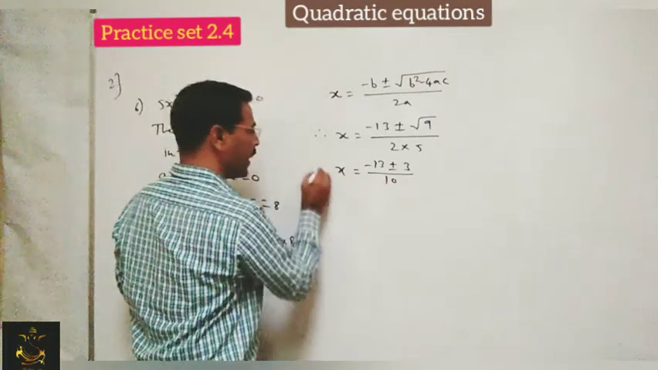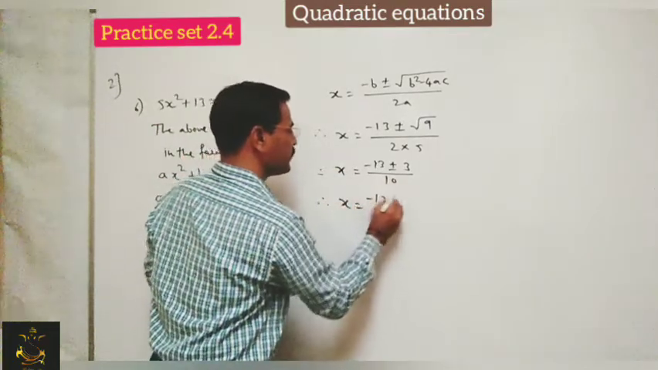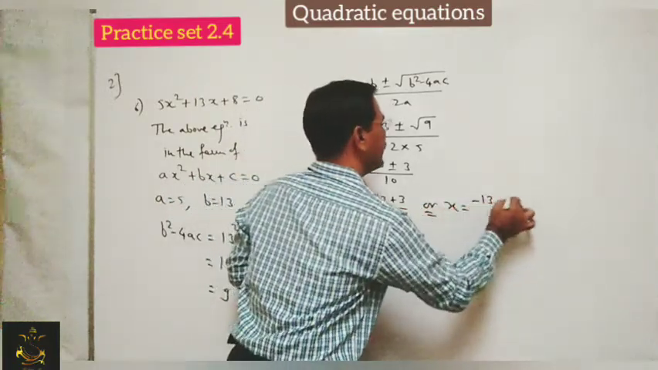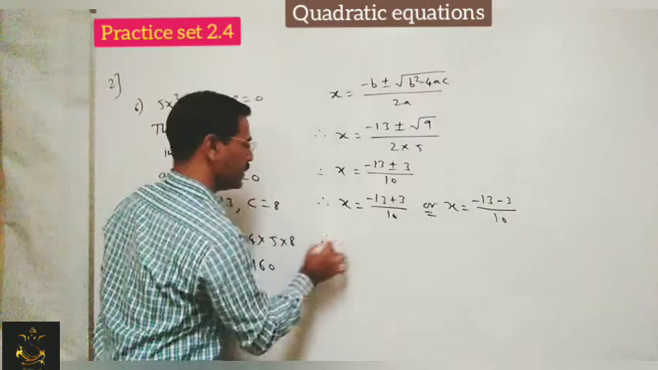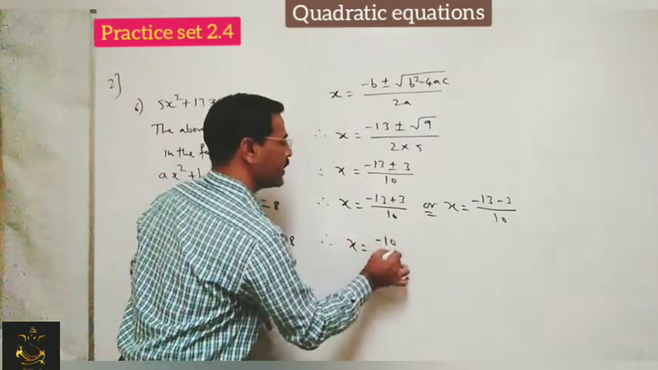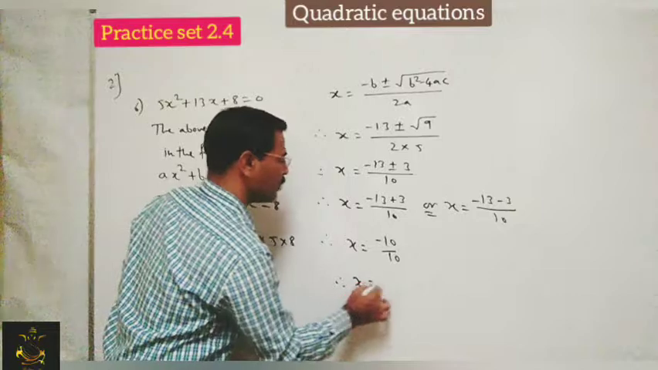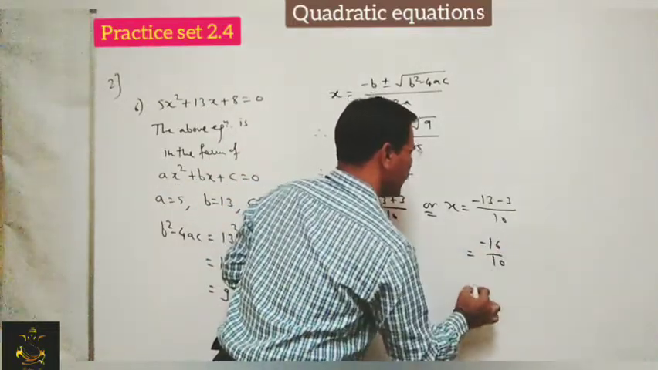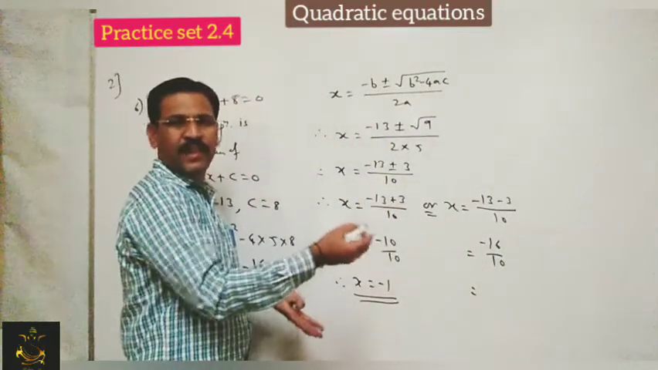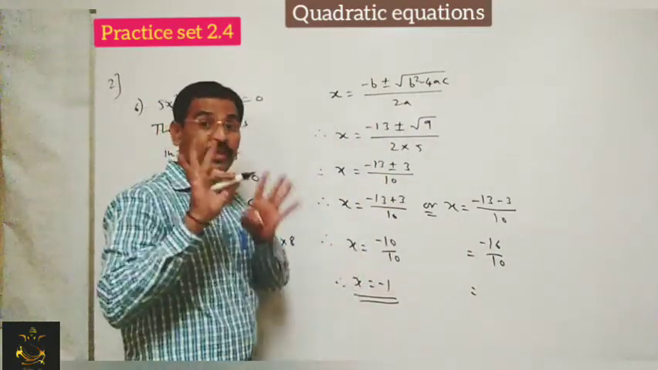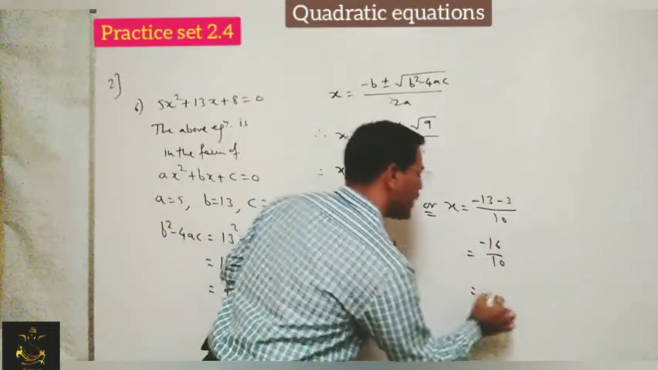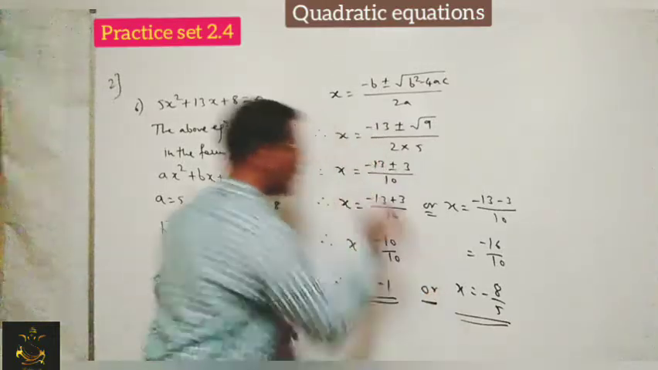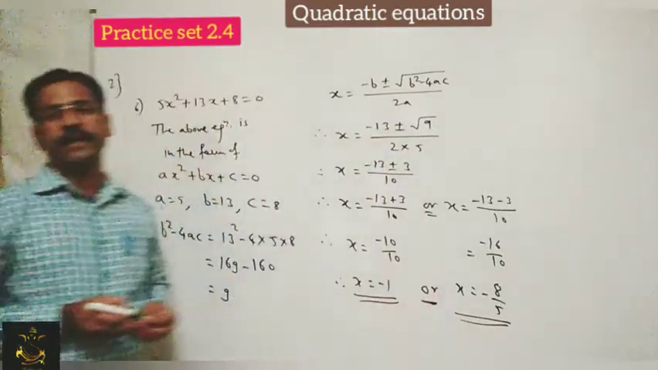So write 1 time plus and 1 time minus. Okay friends, see here, here it is minus 10 upon 10. So x equal to minus 1. Here minus 16 upon 10. You may write it as a fraction, 1.6, or in fraction form, 2 8s are 16, so 8 upon 5. Okay, these are the roots of this particular quadratic equation.